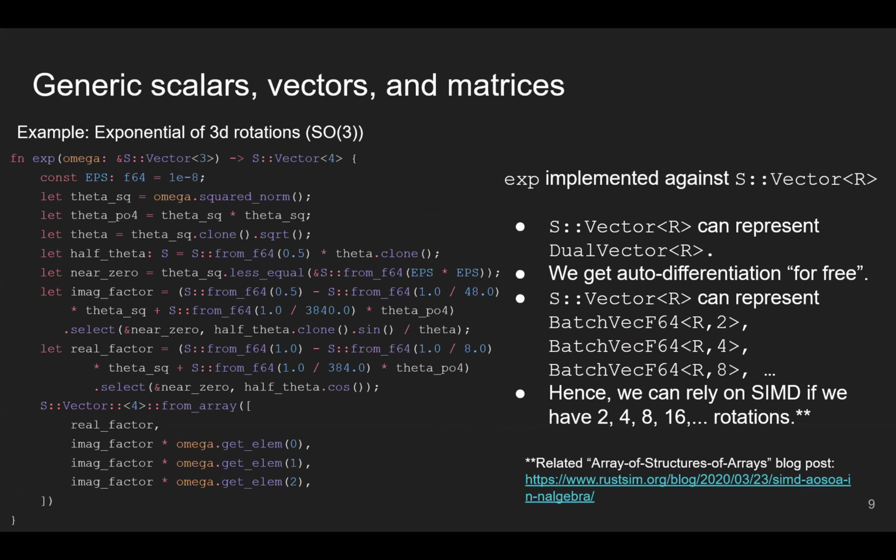So the whole design is that all groups and all other mathematical functions are not implemented against concrete types, but against this more abstract type, S vector, and then the dimension. In this example, we have the implementation of the exponential map of Rotation3. And if we do that, we get a bunch of things. This S vector R can be a dual vector R, so we get auto differentiation for free.